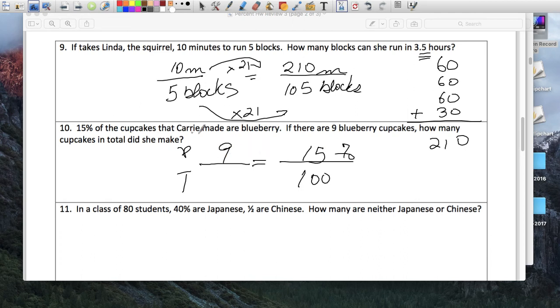Okay, so we're going this way, right? Because 20 has to go this way to find its number. 3 times what's 9? It's times 3. So at the bottom it's going to be 20 times 3, and that gives us 60. So out of all the cupcakes that Carrie made this particular day, 9 were blueberry, which meant that she made 60 total.